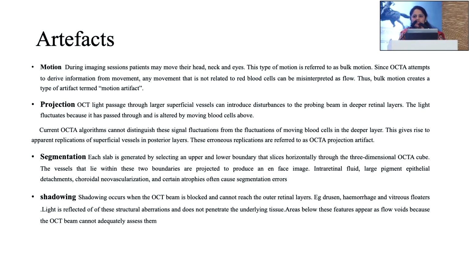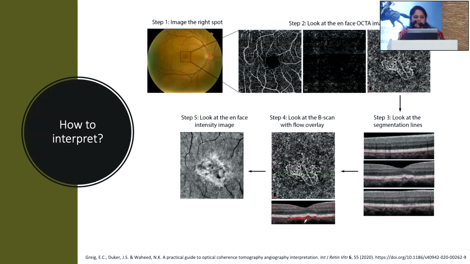There can be a motion artifact if the patient moves the eye or blinks, so you'll have those lines. Or there can be a projection artifact where the superficial vessels are projected onto the deeper layers. There can be a segmentation artifact where there is edema, so we have those segmentation lines. There is an upper and lower border, and these segmentation lines lead to the formation of those slabs. So then we might misinterpret the results.